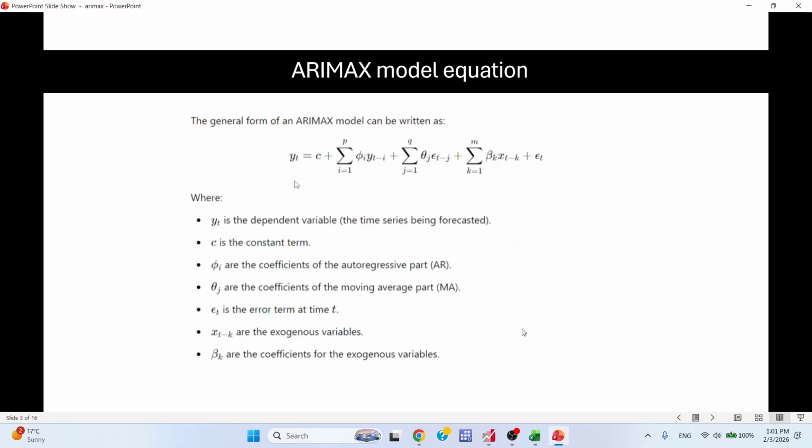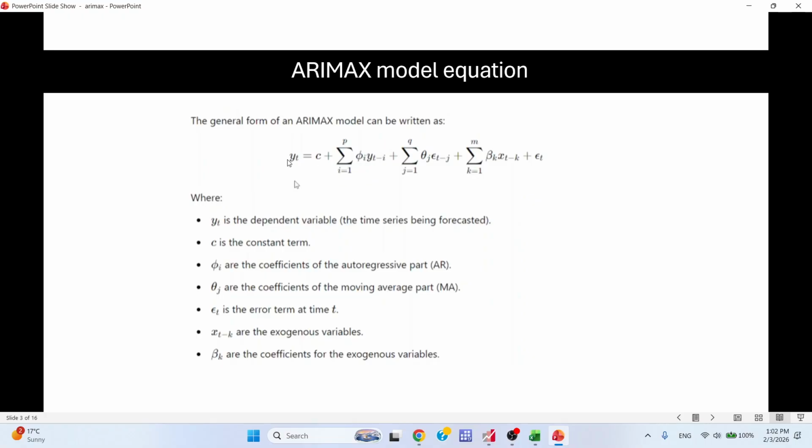So here is the basic econometric general equation for the ARIMAX model. Y_t means the dependent variable, and C is the constant term or the intercept, and this theta here, or the phi sign, the phi sign is the coefficient of the autoregressive term.